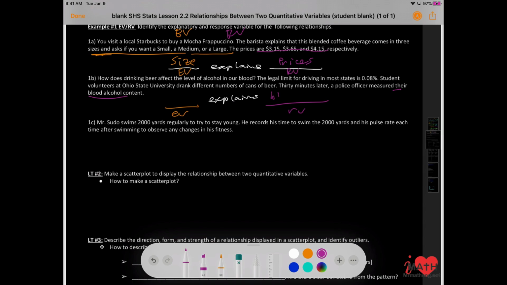So blood alcohol content. So how much alcohol is in their blood, right? And then what explains this? Well, the number of beers.